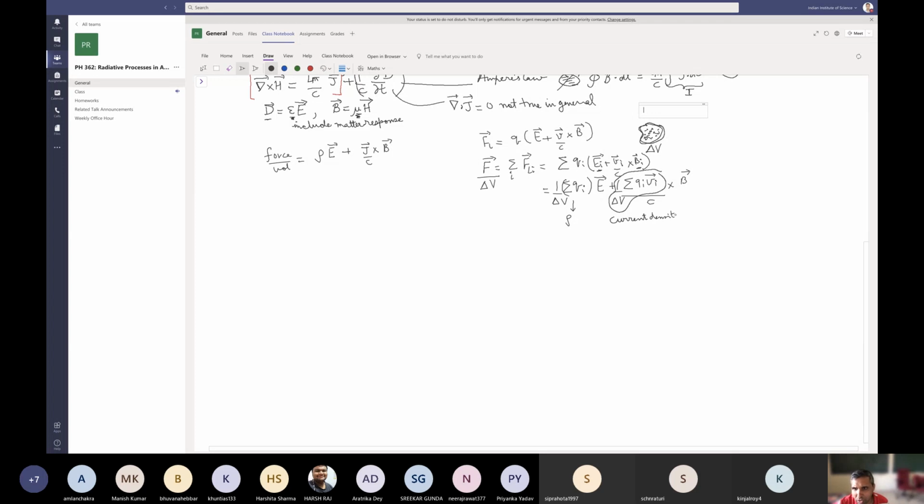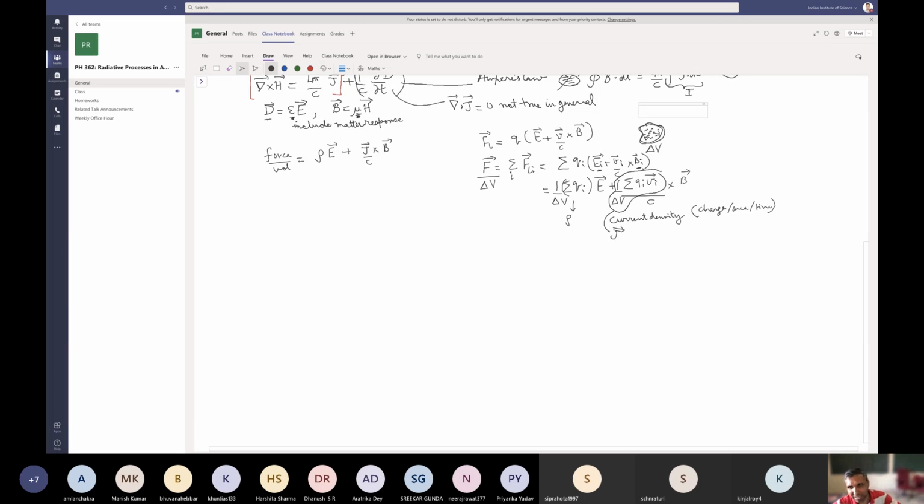charge per unit volume per unit time, charge per unit area per unit time. Because velocity is centimeter per second, so this is basically charge crossing per unit area per unit time. This is the current density. So that's why you get an expression for force. This is written as J, current density. So that's why you have force per unit volume given by rho E plus J cross B by C.